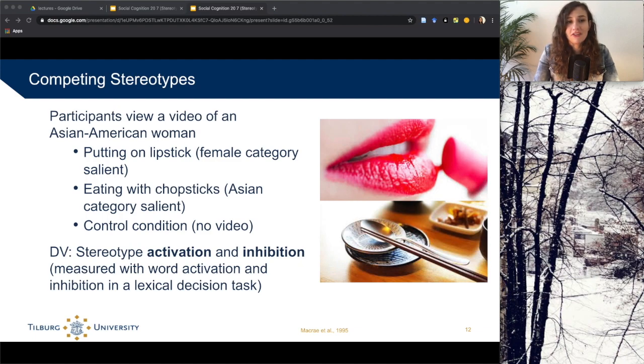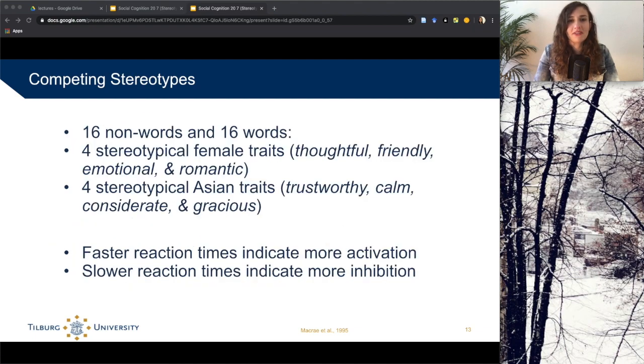Here the dependent variable in the study was the stereotype activation and inhibition. This was measured with a word activation and inhibition task, a lexical decision task. So this study is basically a first example for how stereotypes come to mind if you have no other information in the control condition. The decision task included 16 non-words and 16 words. The interesting dependent variable is how fast participants were in responding to the words. So this is a reaction time study.